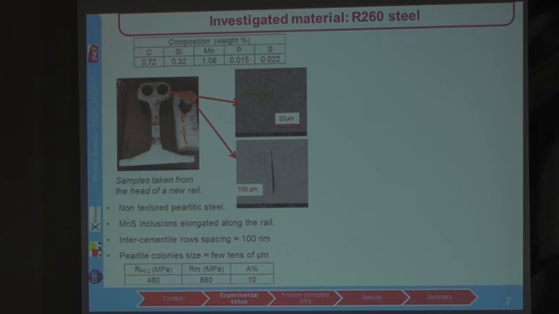The investigated material is some R260 low alloy steel. The samples were taken from the head of a new rail, and it was some non-textured pearlitic steel with some manganese sulfide inclusions elongated along the rail, an interlamellar spacing of a few hundreds of nanometers, and a pearlite colony size of a few tens of microns. The tensile properties here are relatively modest.